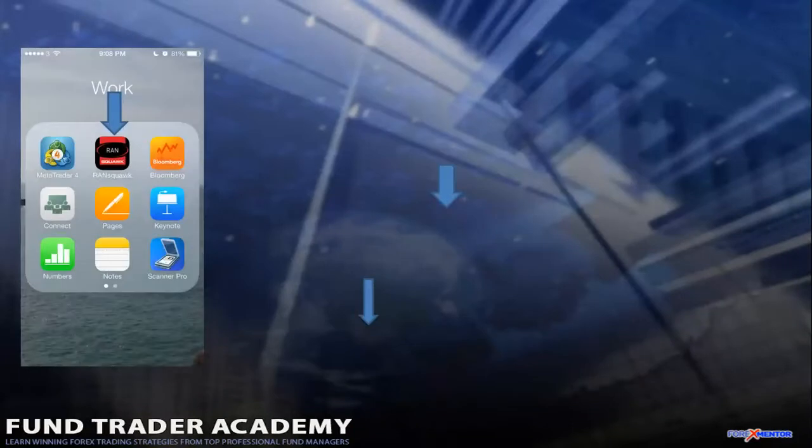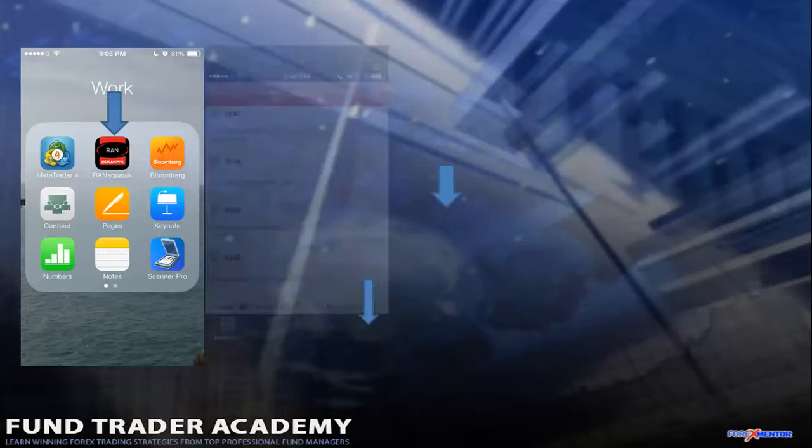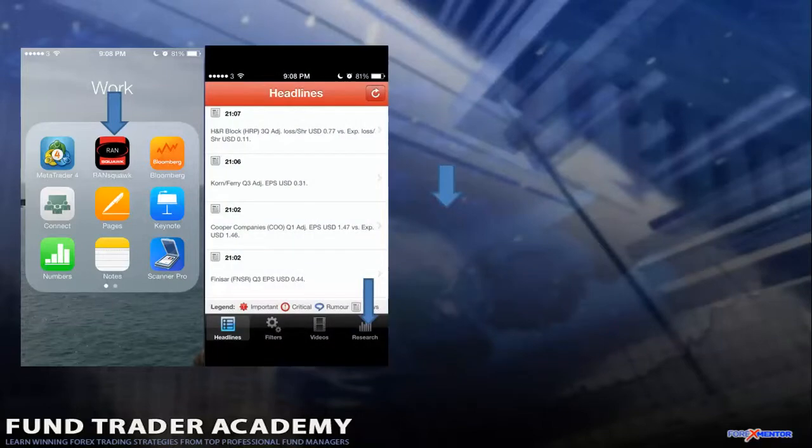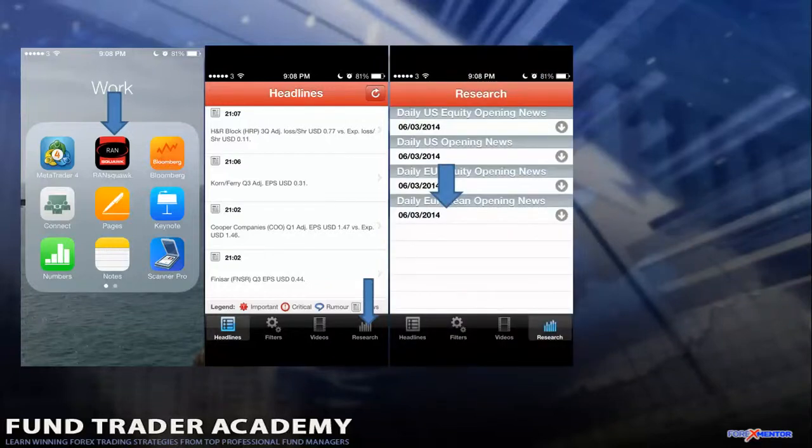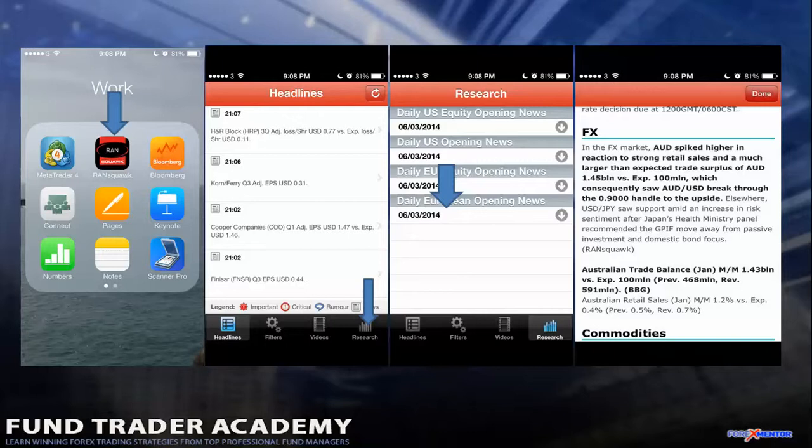So as you can see, that's the app, Ransquawk. When you open the app, the first thing you see is headlines. So the part I go to is the research tab. And I click on the daily European or US opening news. And I just scroll down to the FX section. So it gives us a little bit of a backdrop to what's been happening overnight.